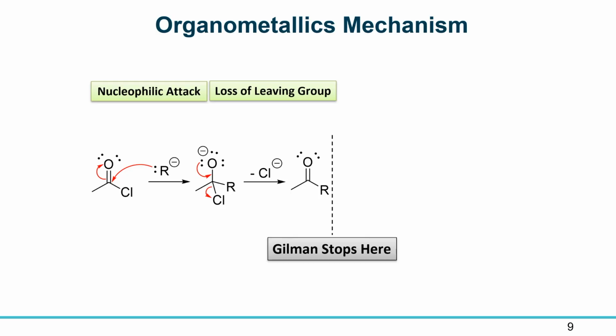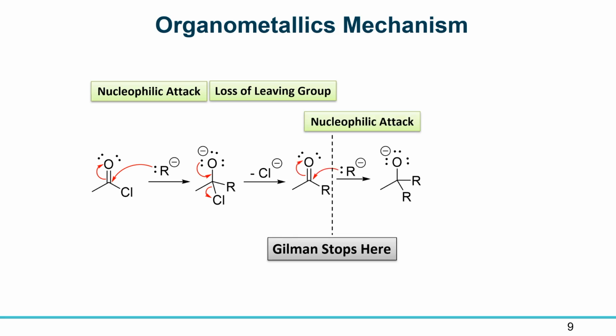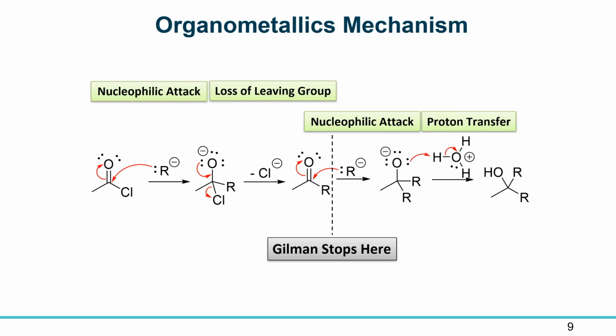The Grignard is more reactive and continues further with a second nucleophilic attack by another equivalent of the carbanion. A second tetrahedral alkoxide intermediate is generated, which then performs a proton transfer from the water or hydronium ion added in the workup step. This gives a tertiary alcohol product with two alkyl groups originating from the organometallic Grignard reagent.